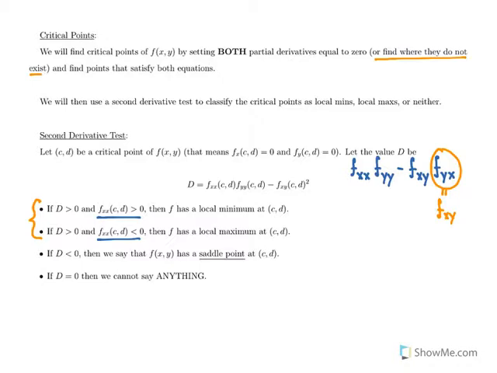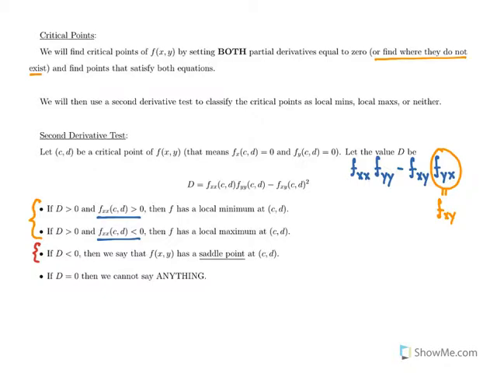This D is telling us something about how x and y are related to each other. And again, we won't go through the details there. Then if D is less than 0, we say that f is going to have a saddle point at (c, d). And we'll look at some visuals on the next page as to what it means to be a saddle point.